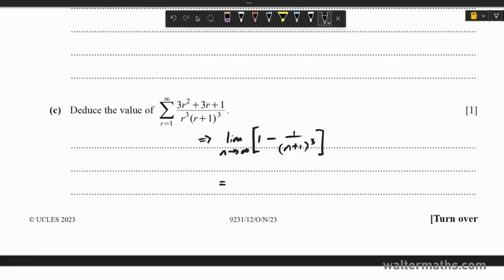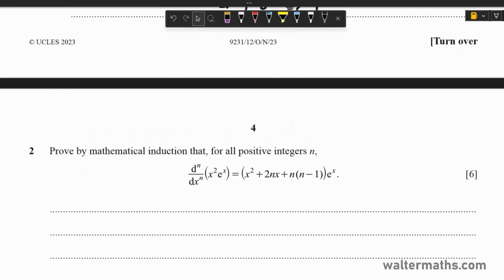So for the constant, we just get 1. But for this fraction, as n tends towards infinity, this whole thing would tend towards 0. So we have 1 minus 0, which is just 1. So 1 is the answer. That's the sum to infinity in this particular case.